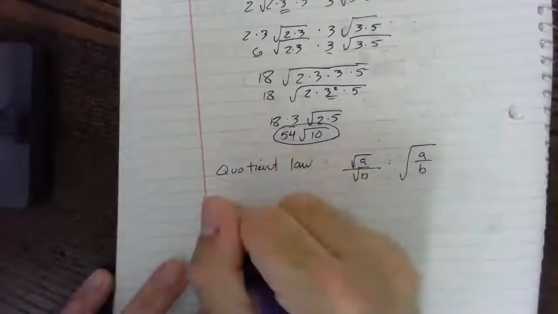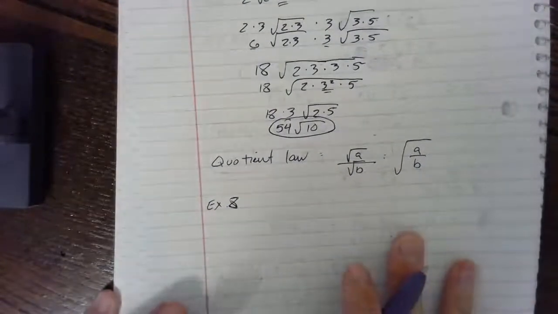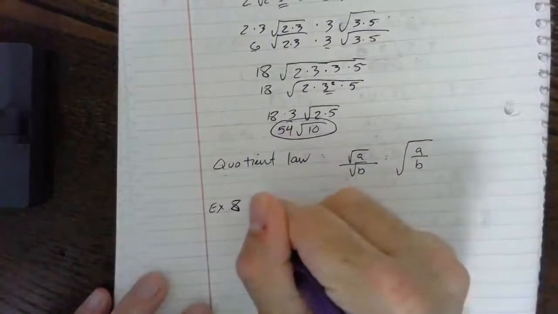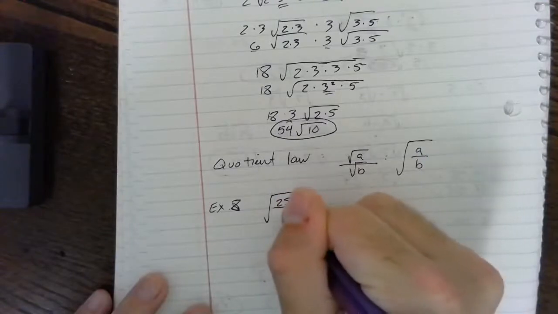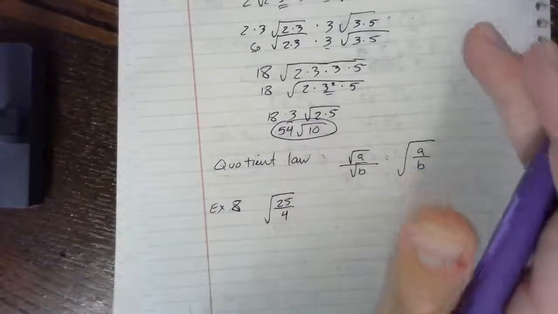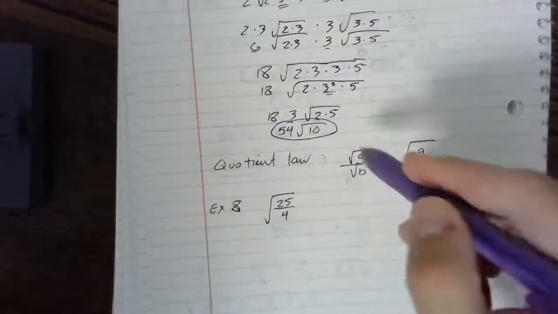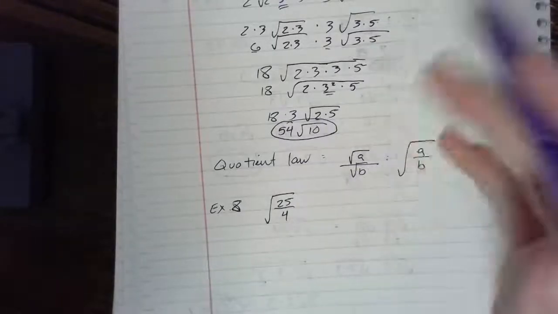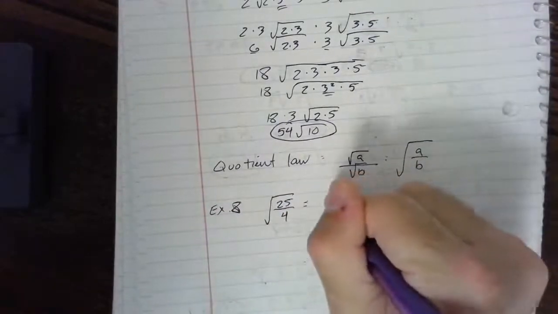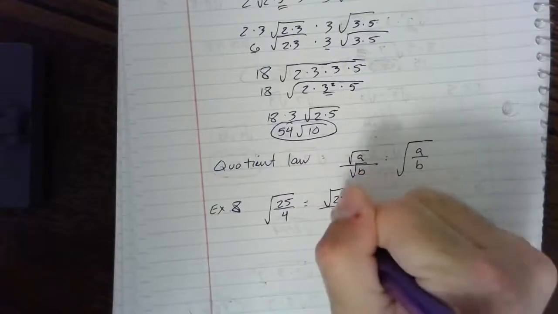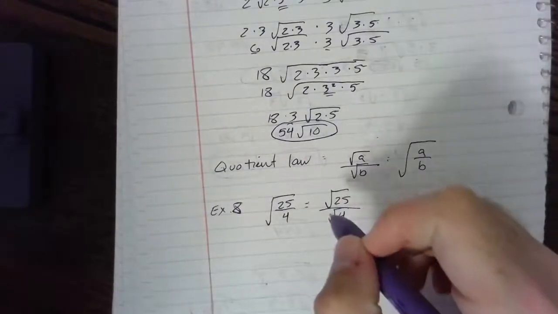Take a look at example 8. Example 8 says simplify the square root of 25 over 4. So it's a big square root, 25 over 4. I think it's going to be easier if we break this down into 2 individual square roots. You'll see why here in a second. All we're going to do is say the square root of 25 divided by the square root of 4.